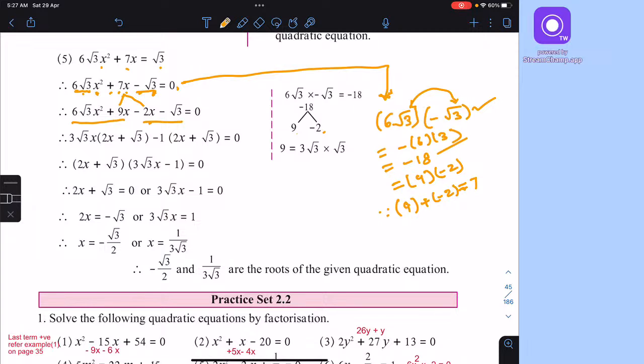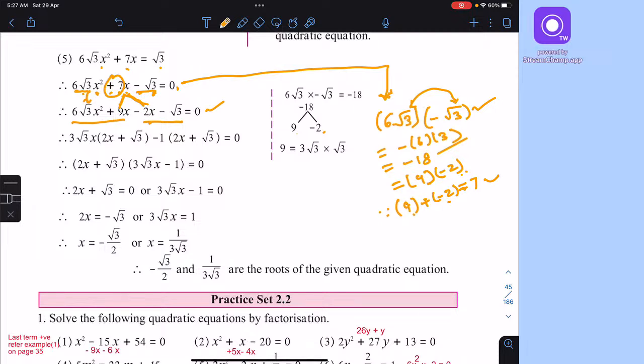Now we want the factors of this minus 18 so that their sum is plus 7, middle term. So you are getting plus 9 and minus 2. If you add 9 and minus 2, you are getting 7. So here first term we are writing as it is 6 root 3 x square. 7x is split, plus 9x and minus 2x. And last term is minus root 3 is equal to 0.